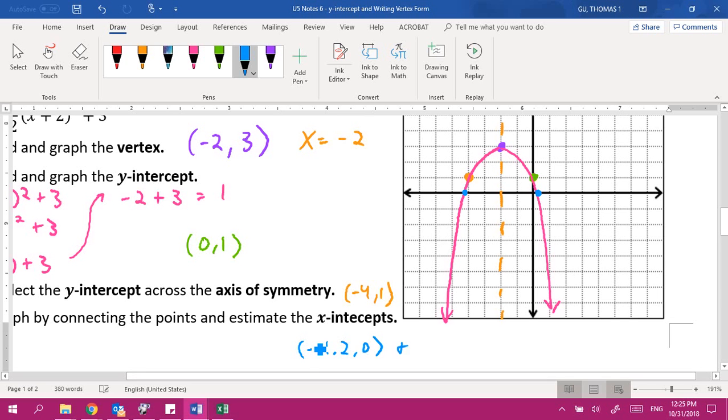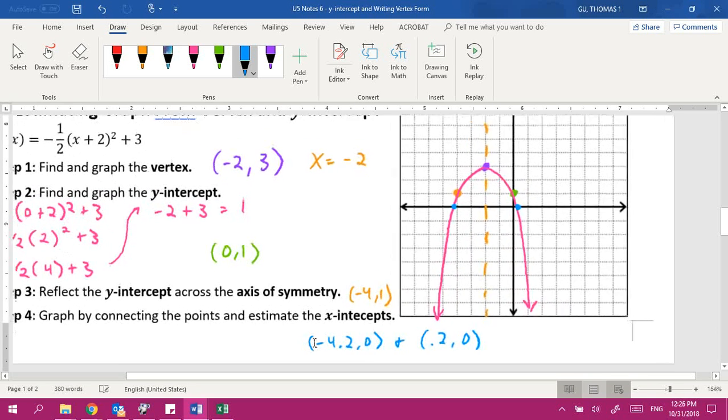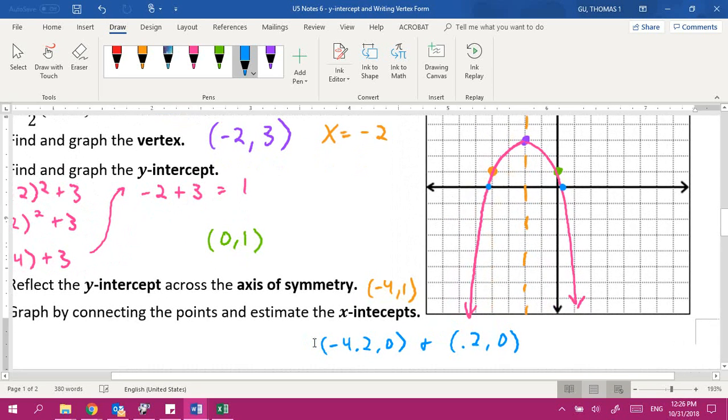-4.2, 0, and the one on the right I said was like 0.2, 0. But anything that kind of makes sense or is close is fine. But obviously it's going to be wrong if you put like -20, 0 and like +17, 0, right? It's got to be somewhat believable. So this is estimating. You don't know exactly what the number is, but you just look at your picture, right? And kind of guess what those points are. I put 0.2 because that's what it looks like to me right here.